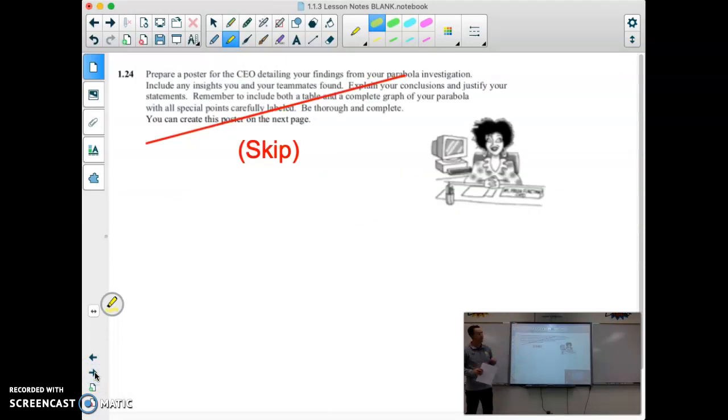All right, so if you are really feeling ambitious and want to make a poster describing your findings for your parabolas, you can certainly do that, but we are not going to do that for today.